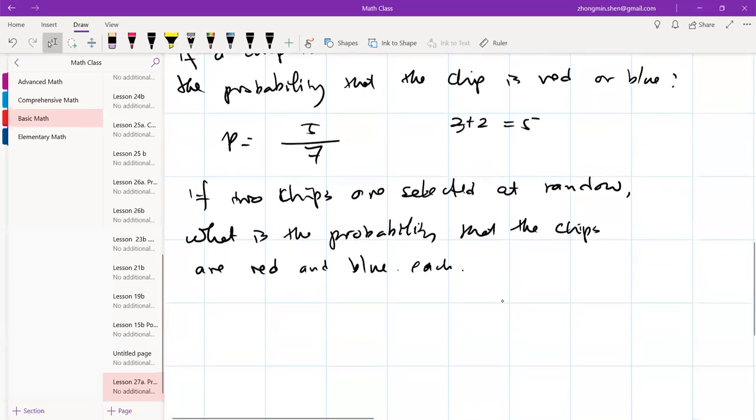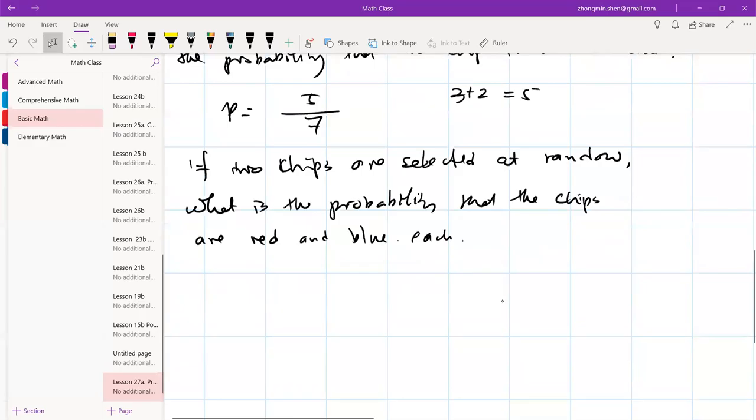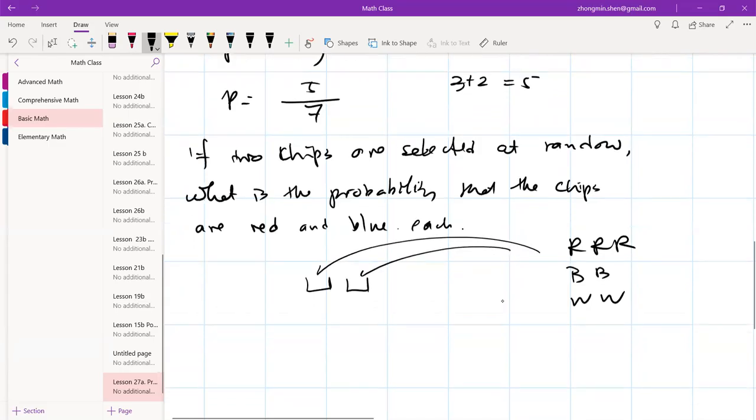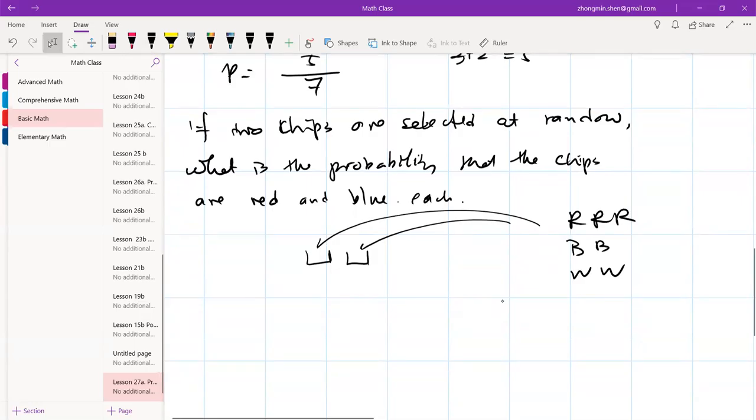So you understand, right? The order doesn't matter. Just grab 2 chips. What is the probability to get one red and one blue? You can select one by one. Okay, this is more challenging. Let's say red, red, red, blue, blue, blue, white, white, white. You're going to select one by one and put it here. Let's assume you count the order. The pattern will be either the first one is red and the second one blue, or the first one is blue and the second is red, right?